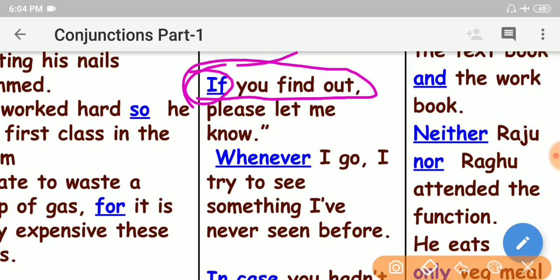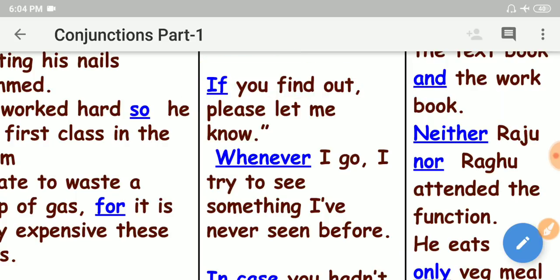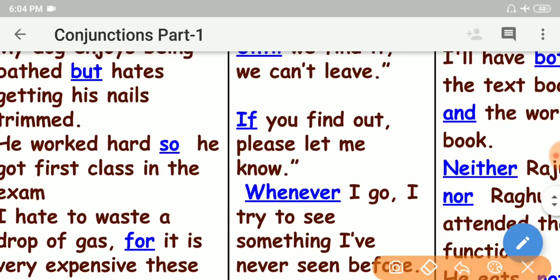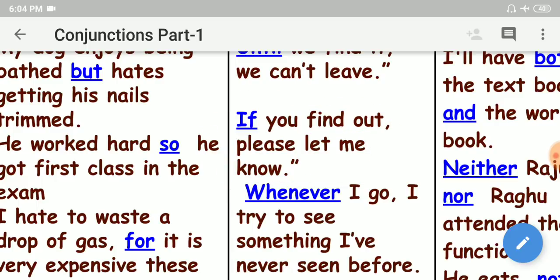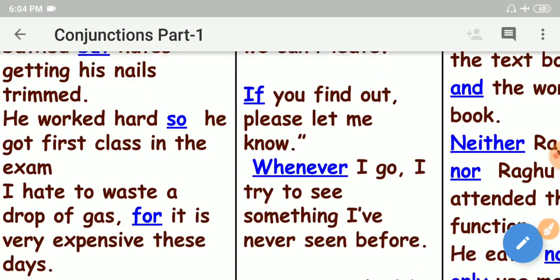If you find out, please let me know. So here you see these two sentences, two clauses, clause number 1 and clause number 2. You can use them in the beginning or in the end. If you want to use the main clause in the beginning, you can say, please let me know if you find out, or, if you find out, please let me know. This is one of the main characteristics of a subordinate clause you must keep in your mind, my dear friends.